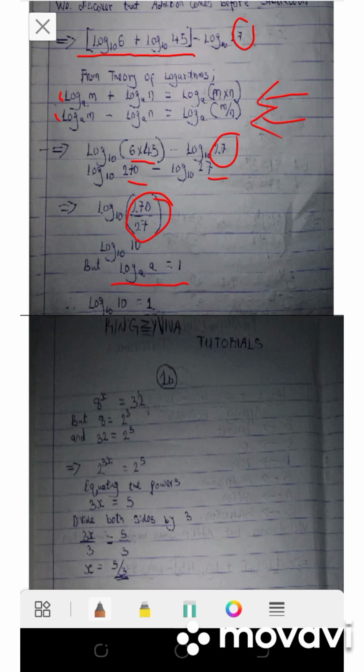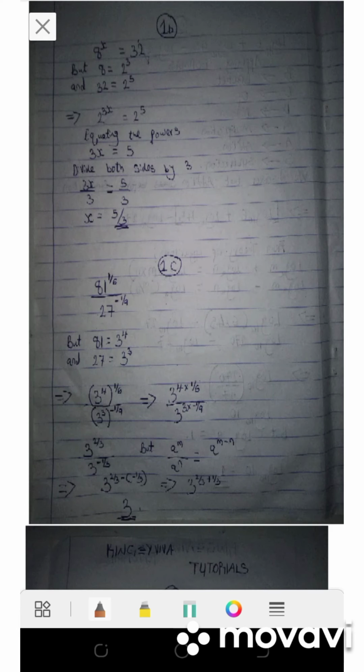8 to the power x equal 32. Now, to solve something like this, you express both of them in a base of 2. I see that 8 is equal to 2 raised to the power of 3. That's 2 cube. How did I get that? Because 2 cube means 2 times 2 times 2, which will always give me 8.